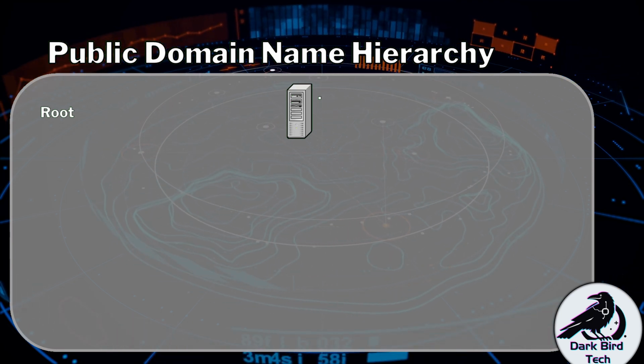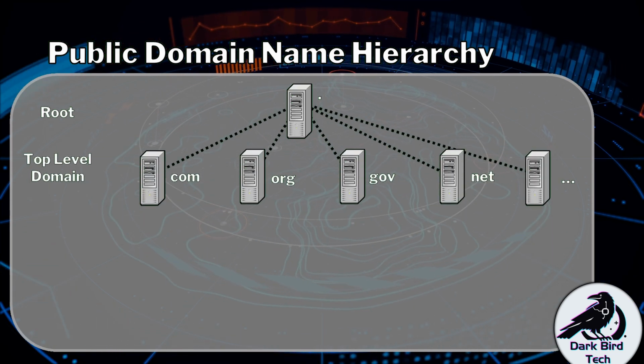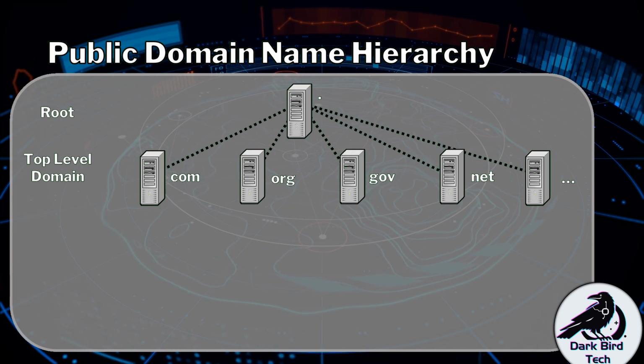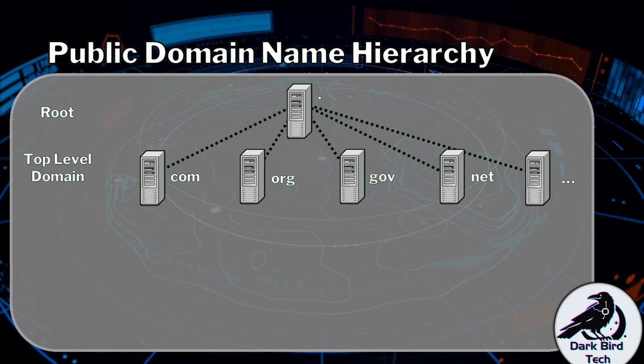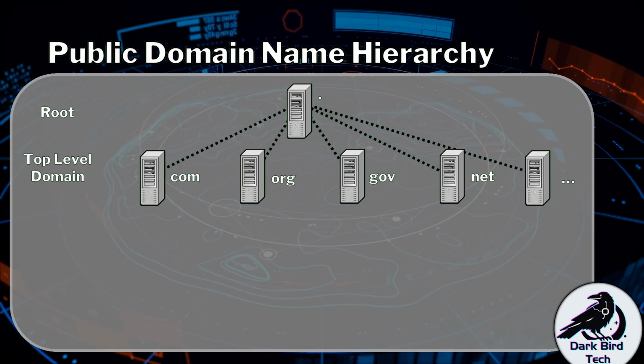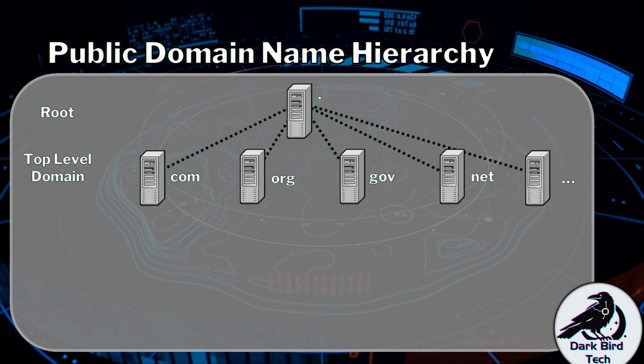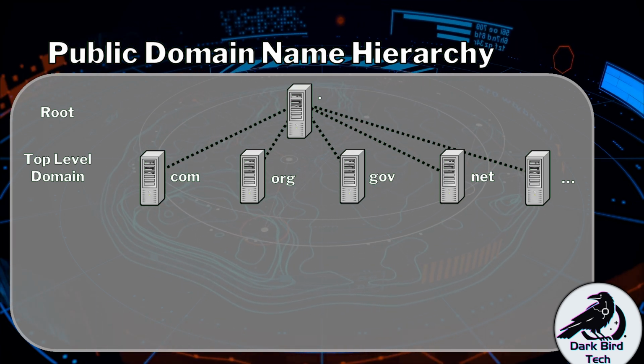And they know of all the top-level domains. The TLDs, or top-level domains, will be the .coms, the .orgs, the .govs, the .nets, etc. And you might get some country-specific ones. For example, you might get .co.uk, .co.nz to represent the UK and New Zealand.